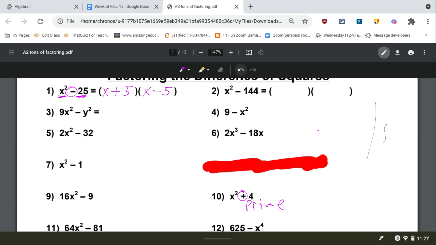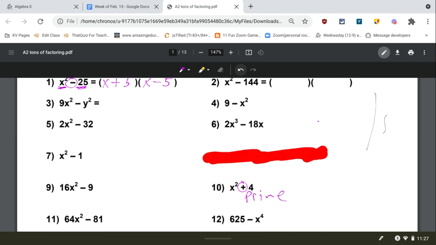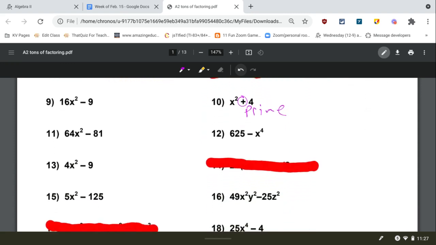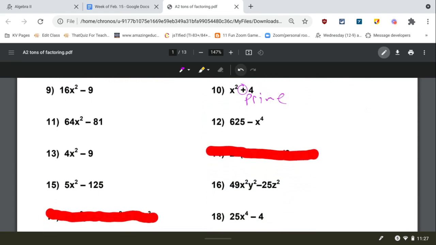All right. If we were looking at one like number 11. All right, so 64 is a perfect square. 81 is a perfect square. So it looks like we're going to be able to use difference of squares here. All right, 8x and 8x, those will multiply to give you this. And then 9 times 9 will give you the 81. 1 plus, 1 minus. There we go.